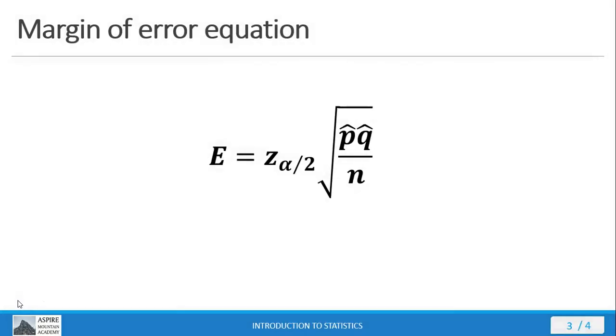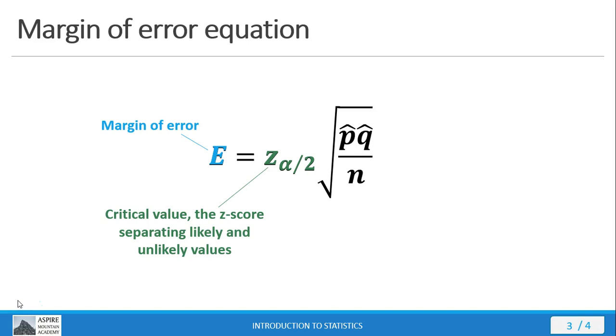Let's take a look at the different elements of the margin of error equation so we can gain a greater understanding of this concept and the role that it plays in forming a confidence interval. So of course, the margin of error we describe with the capital letter E. The critical value Z-score is what separates likely and unlikely values. And because we have Z alpha over 2 and not Z sub alpha, we know that we're having a two-tailed critical region. There are two critical values, one on the left and one on the right.